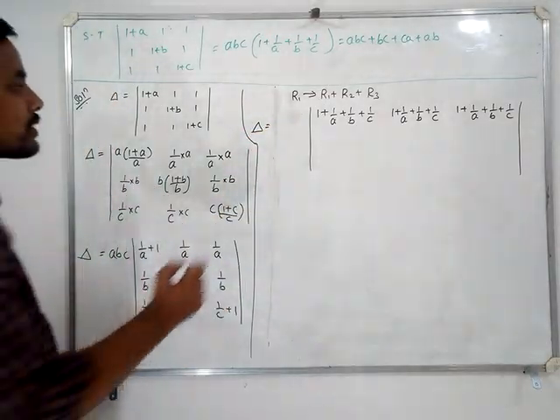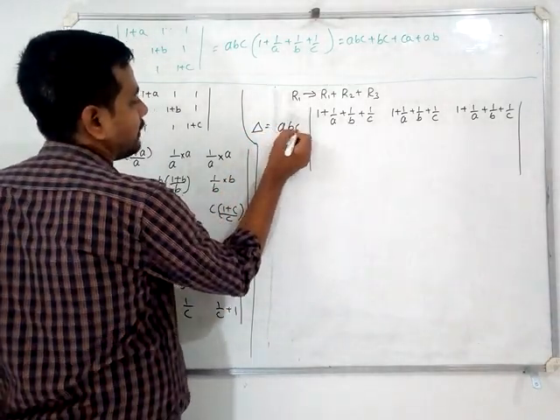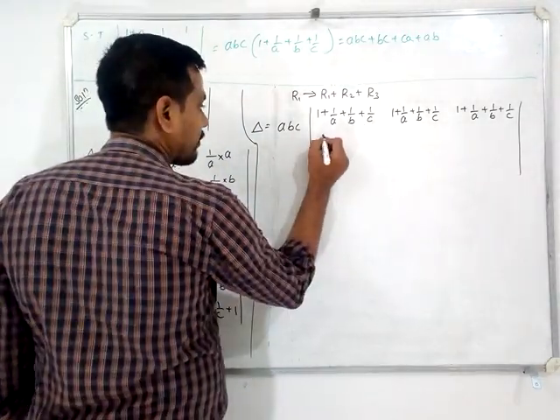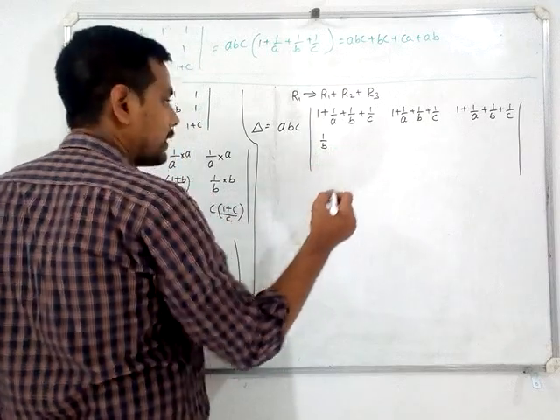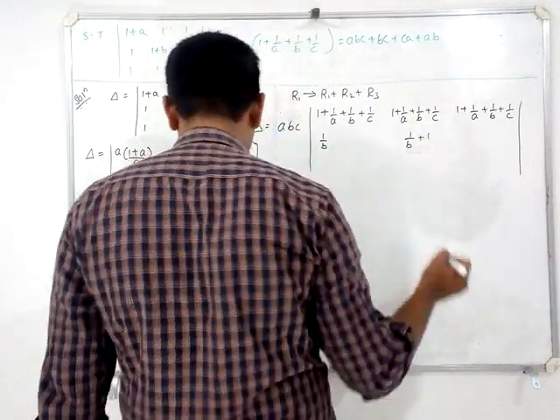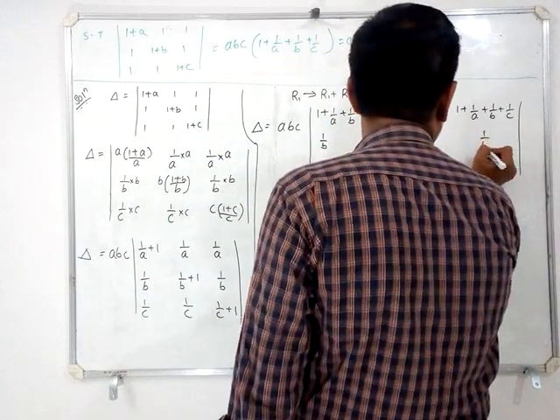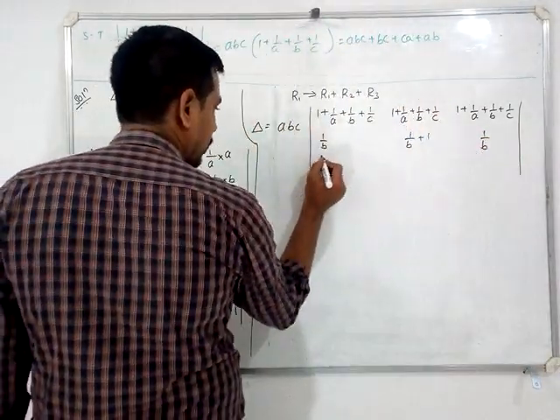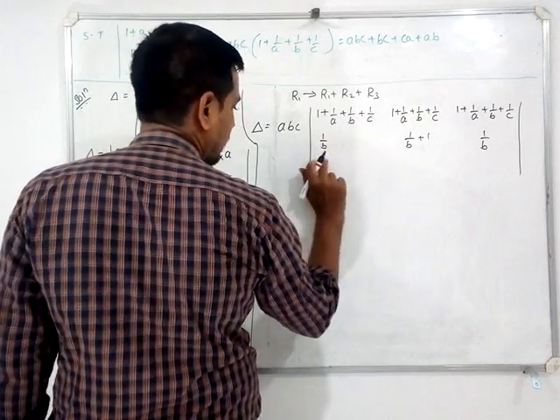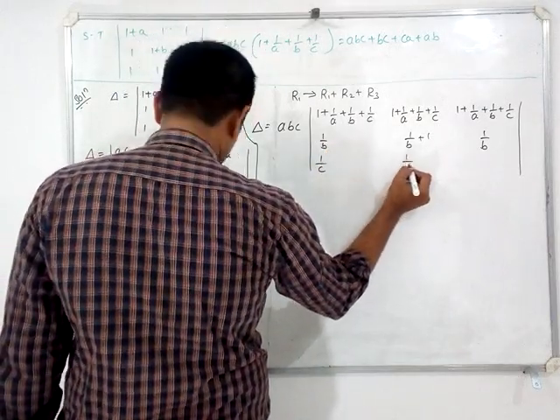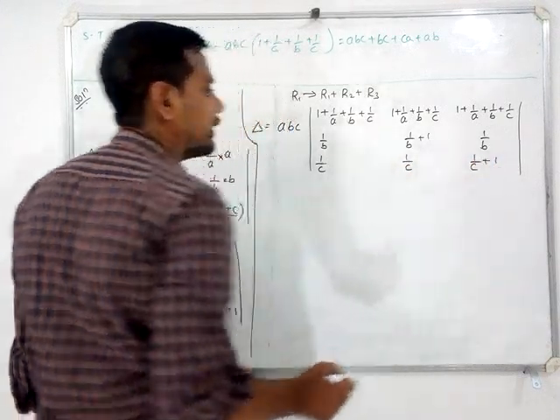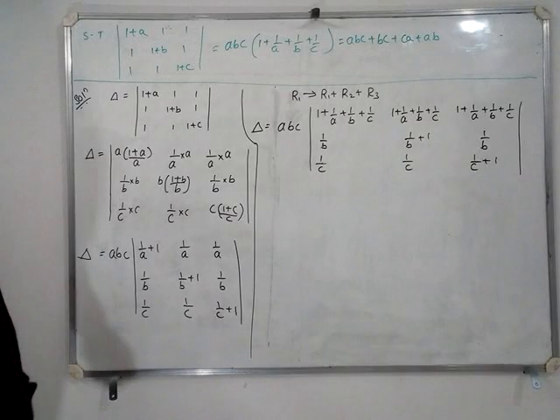We have A, B, C outside, so keep it outside. Okay. So row 2 and row 3 will remain the same. 1 upon B, 1 upon B plus 1, 1 upon B, 1 upon C, this is 1 upon C, and 1 upon C plus 1. It will remain as it is.